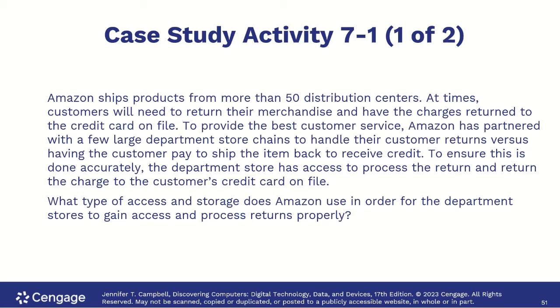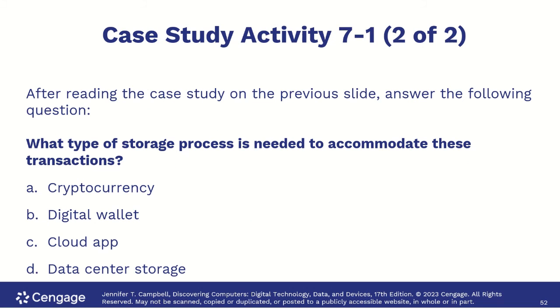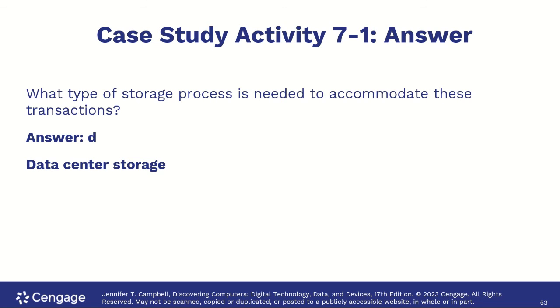What type of access and storage does Amazon use in order for the department stores to gain the access and process the returns properly? So this is the case study. Just go on to Amazon and try to find this information by researching. So you can say, what type of storage process is needed to accommodate these types of transactions in general? Is it cryptocurrency? Is it digital wallet? Is it cloud app? Is it data center storage? Which one is right? The data center storage, number D, that is right.